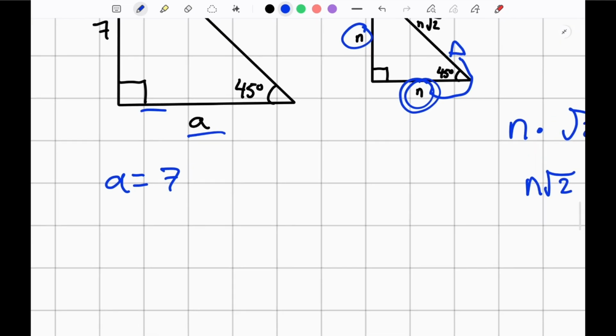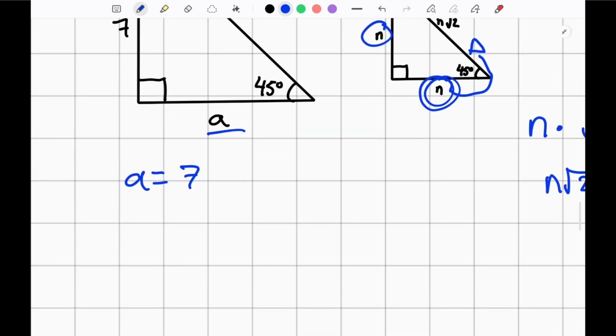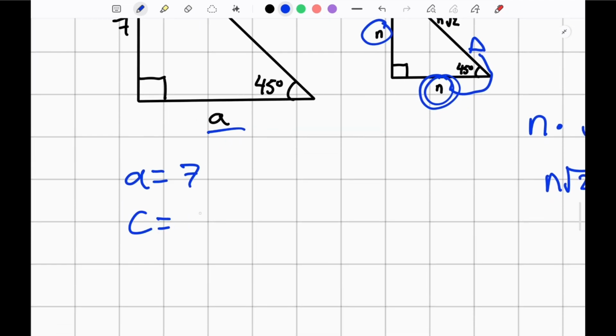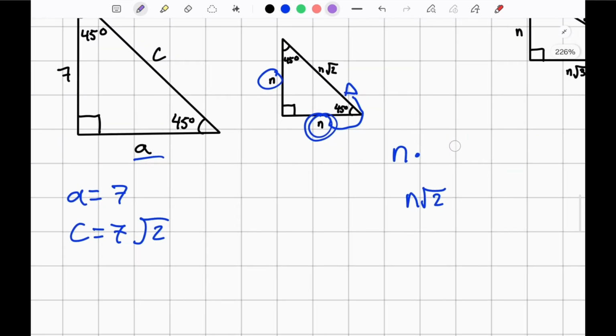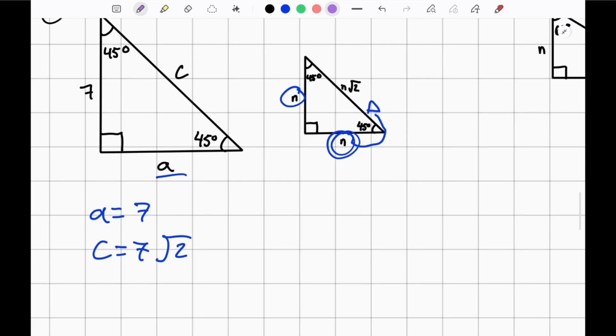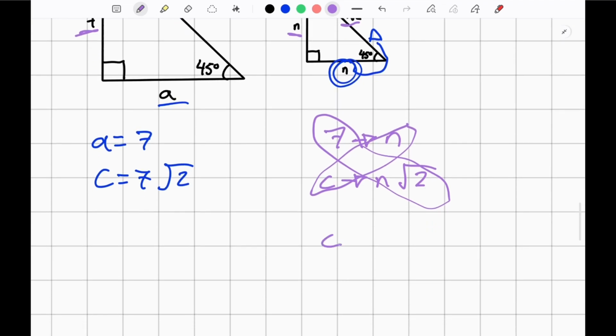So if we have this side, which is 7, times square root of 2 is the long side, or C. So C equals 7 multiplied times square root of 2. And that is how we get the answer. Now, you can do cross multiplication. For example, this side 7 corresponds to side n, and C corresponds to side n times square root of 2. And if you cross multiply, you will get that C equals 7 times square root of 2.